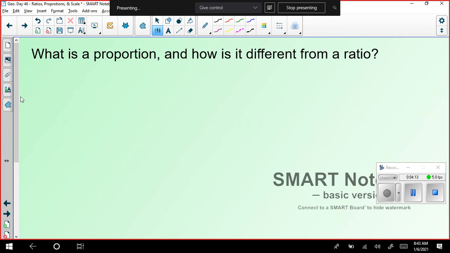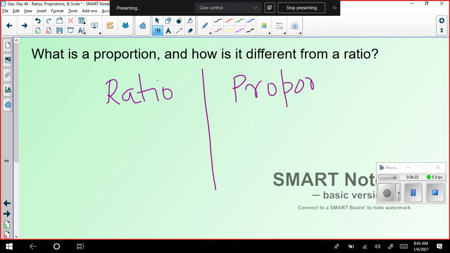I want you all to use the chat and tell me what the differences are between ratio and proportion. List at least 3 to 4 differences between ratios and proportions, whatever you know about them. I'll give you exactly a minute and then we will discuss.